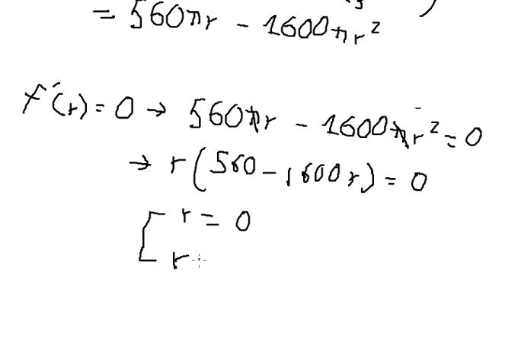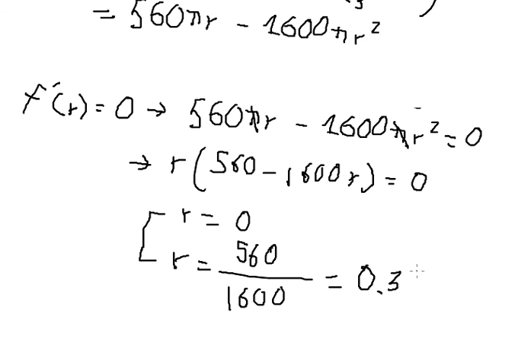So we can find r equals 560 divided by 1600. So we calculate this one, and we get 0.35. So this one, r equals 0, we need to eliminate. This one is a positive number we can accept, and that fits.